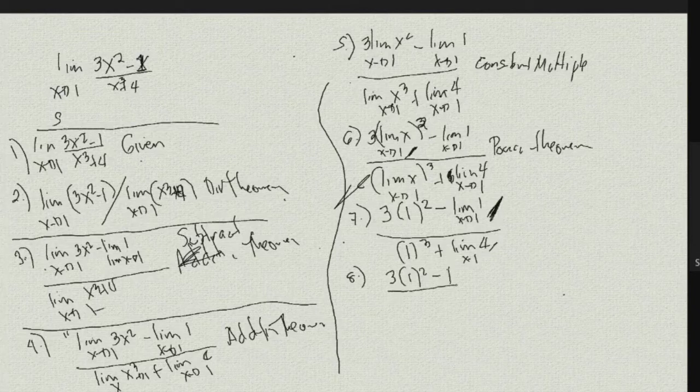Sir, wala kayo reason? Reason. Ay, sorry. Limit of x as x approaches c is equal to c. 1 cubed plus 4. Limit of a constant. Oh, sunod. Wala ng limit. Pure arithmetic na yan. 9. 9 po yung number. Ay, sorry.